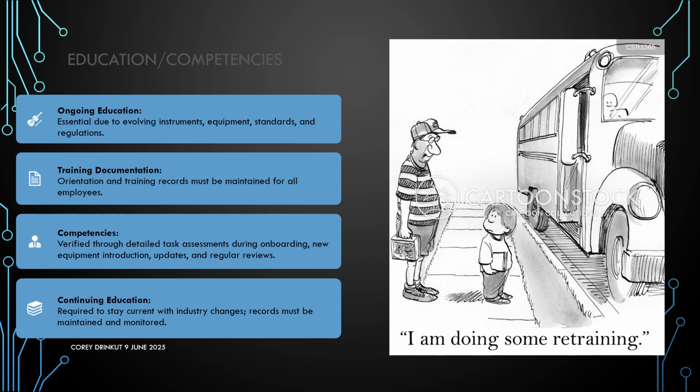Documentation of this is crucial. Each employee's training and orientation must be formally recorded. It will go into your employee file as well. Competency assessments verify the employee's ability to perform tasks safely and effectively. Every person that works in central processing should have a competency on them.